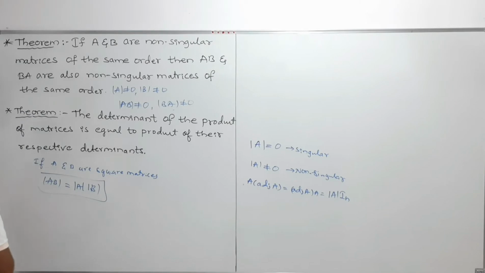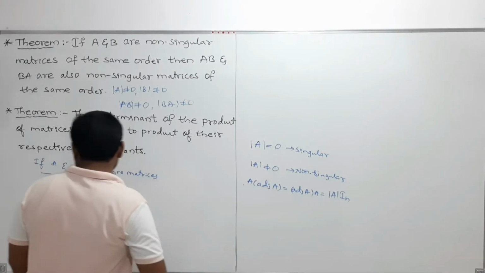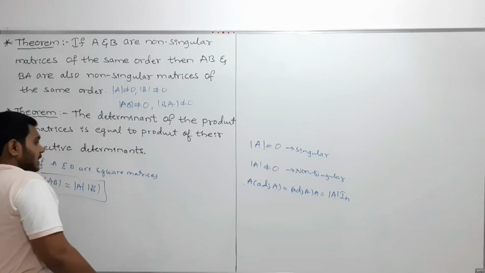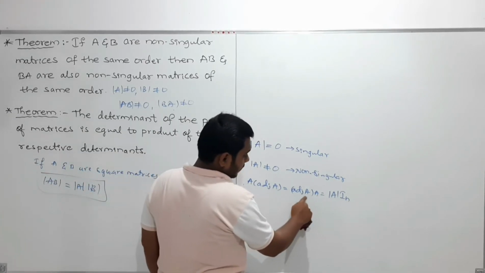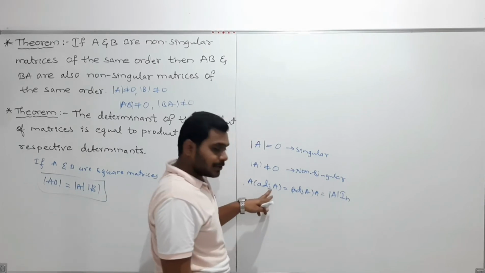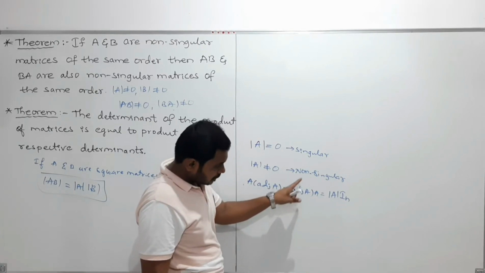Clear? And now my students, I am going to discuss a remark. We already discussed this result: A into adjoint of A, or adjoint of A into A.